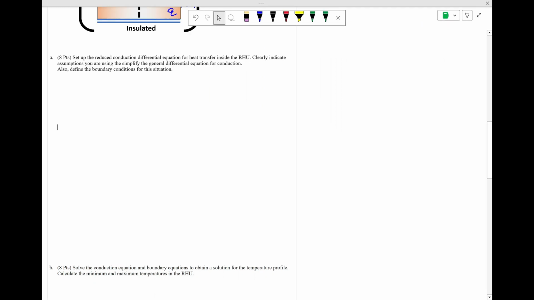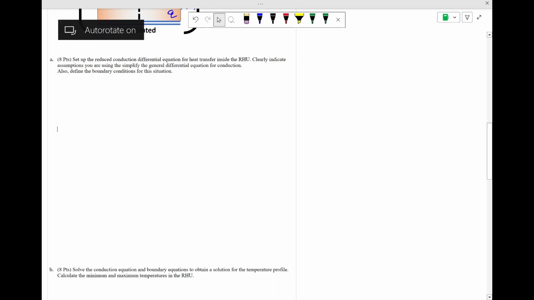So let's pick this up here. We're going to set up the conduction equation for this domain. This is a cylindrical domain, so let's write out our conduction equation for cylindrical coordinates. We've got the following equation here.